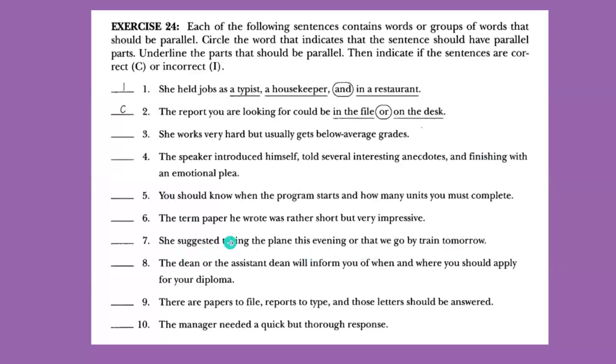We have taking the plane and we go. Should be that we go, taking the train. Taking the plane or taking the train. Number 8, correct. Let's look at number 9.